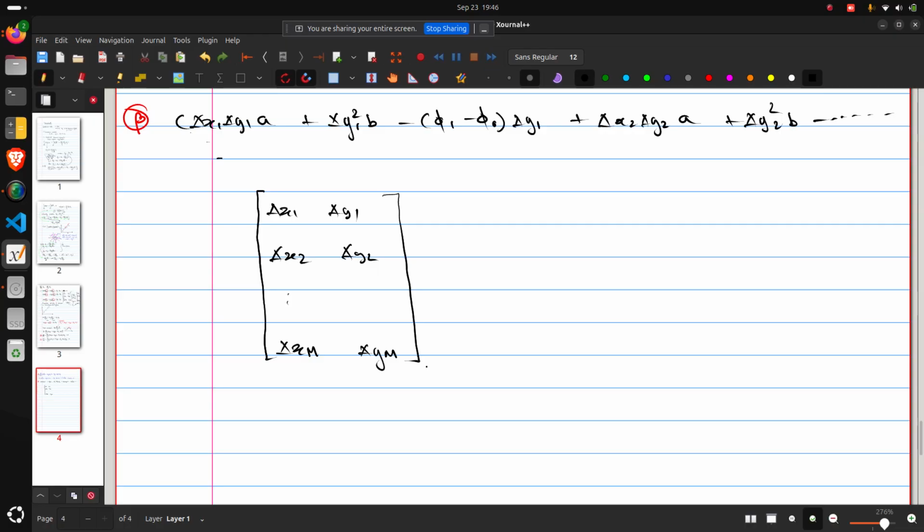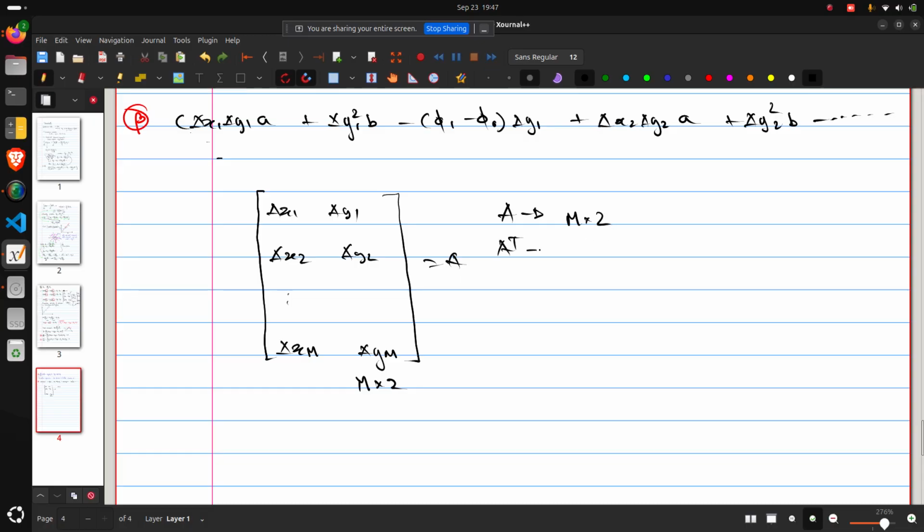Okay, so we have this, and what is this? This is m cross 2, right? And if we take the transpose of it, so if it is A, so A belongs to this m cross 2. Just, okay, I'll just not write in this term. So A is an m cross 2 matrix, right?